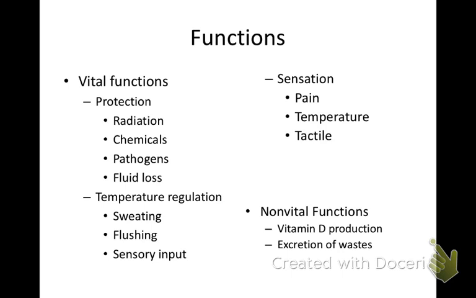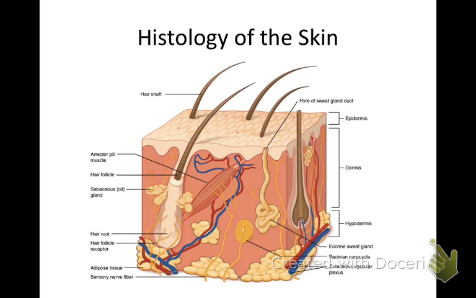the epidermis, then you weep tissue fluid, and if you weep too much out, it can kill you. You also have temperature regulation through sweating and flushing, and of course sensory awareness of when you're too hot or too cold, and that leads to sensation. We also have pain, sensation, and tactile sensations, and you're assigned to learn the sensory nerve endings. You also have the non-vital functions of vitamin D production. Excretion of waste is usually listed as a skin function, but I think it's kind of incidental. It's just there, it's not really a specific function.